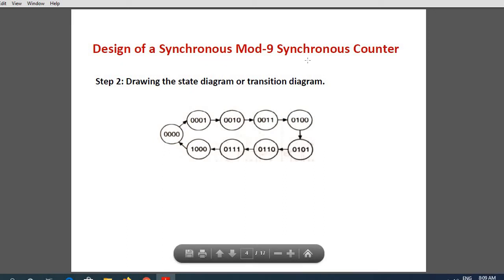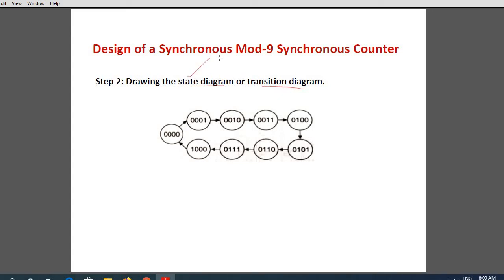This is the state transition or the timing diagram or the state diagram. Sorry, it's actually the state diagram or the transition diagram. You start from 0000, then you go to 0001, and go like this until the 8th state. Then go back to 0000. This is how you have to draw the state diagram or the transition diagram.